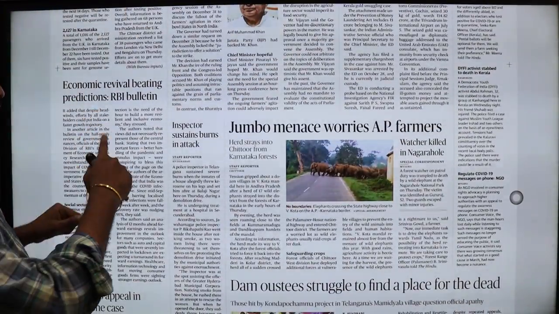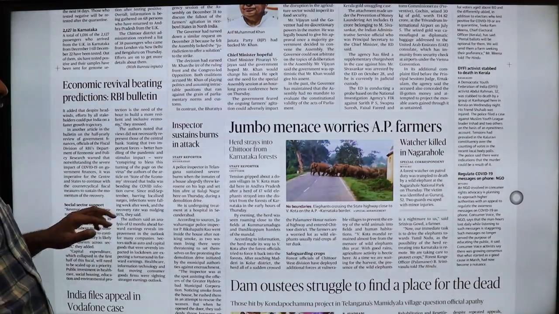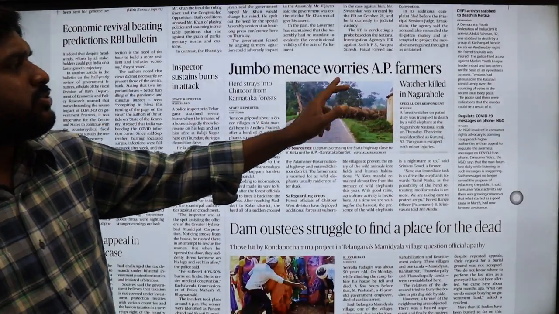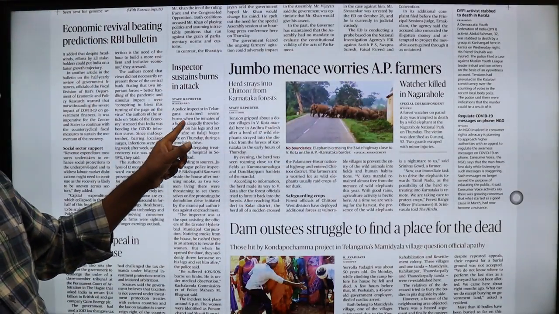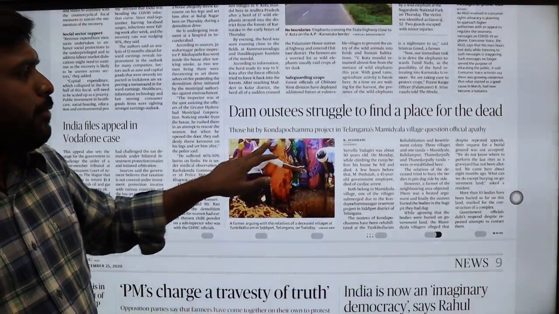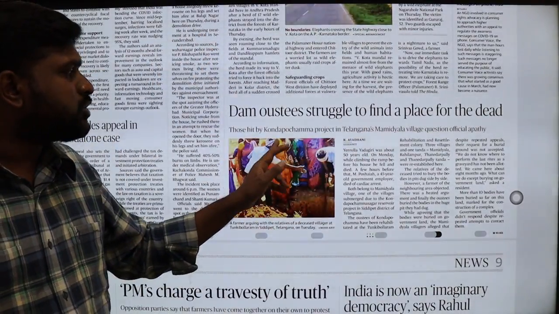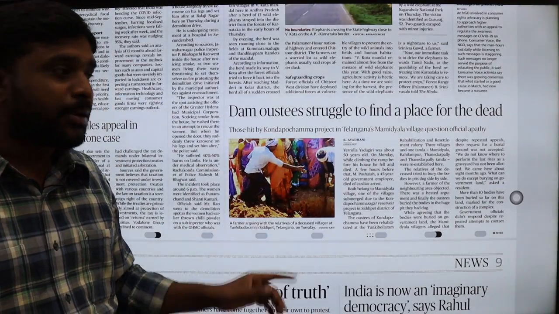Economic revival, it came again, it is important. Revival beating predictions, RBI bulletin. What is the RBI bulletin telling? Jumbo menace worries AP farmers. What is this about AP farmers? Jumbo, inspector sustains, but not required. Watcher killed in Nagarhole. Dam outsiders struggle to find a place for the dead. Those hit by the Kondapochamma project in Telangana's Mamidiyalli village question official apathy.